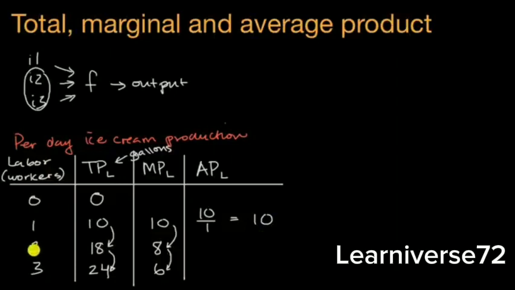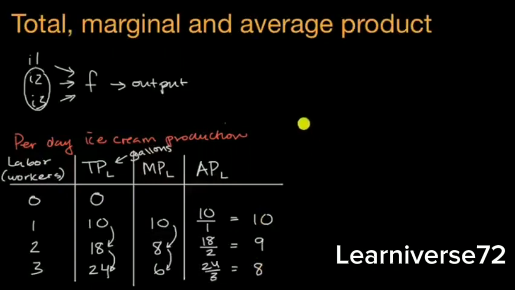Now when we have 2 people working per day and we're producing 18 gallons per day, our average product as a function of labor is going to be 18 divided by 2, which is going to be 9 gallons per worker per day on average. And then in this last situation, it's going to be 24 divided by 3, which is 8 gallons per worker per day on average. And you can see this visually as well.